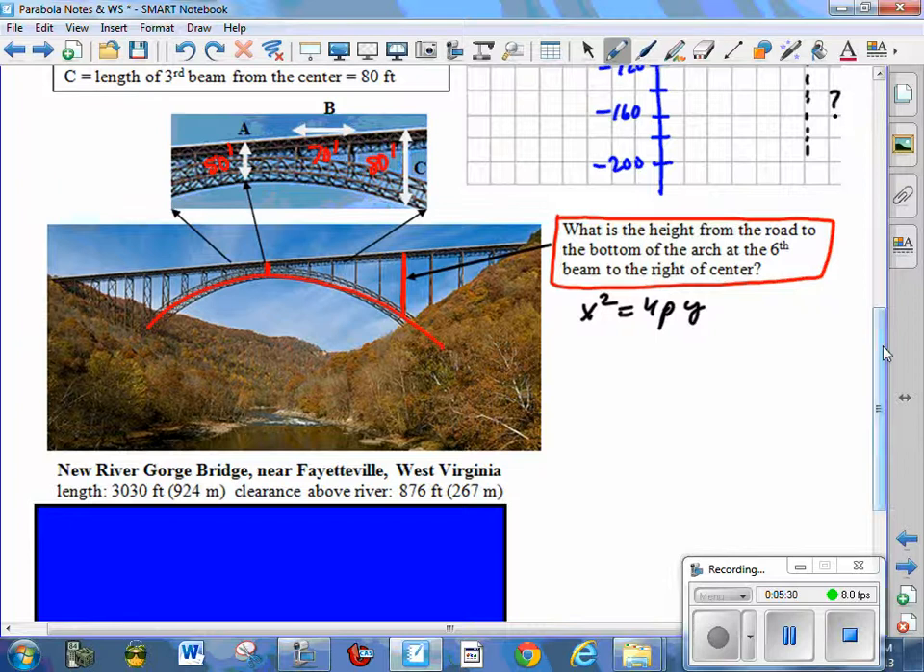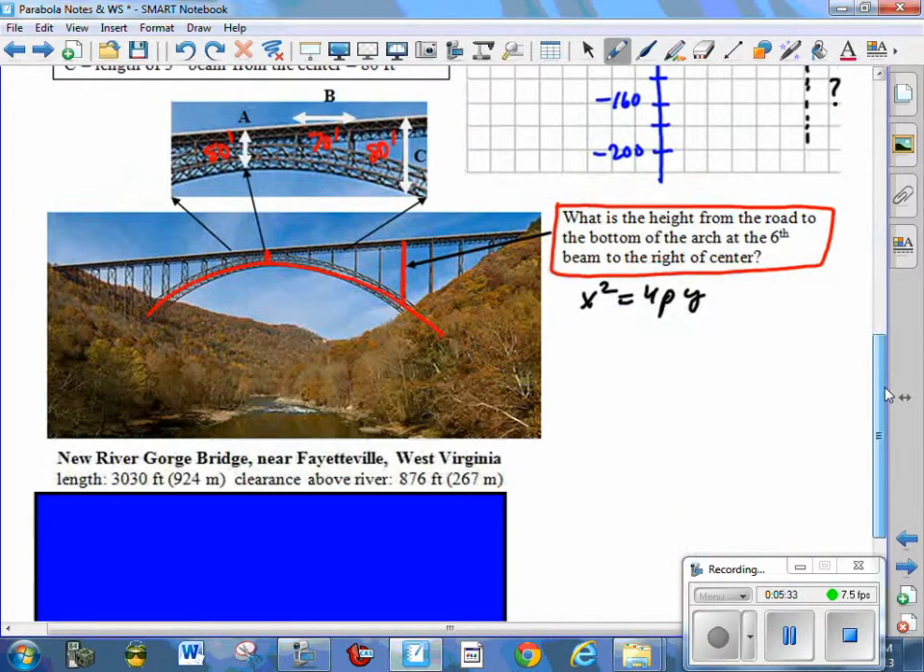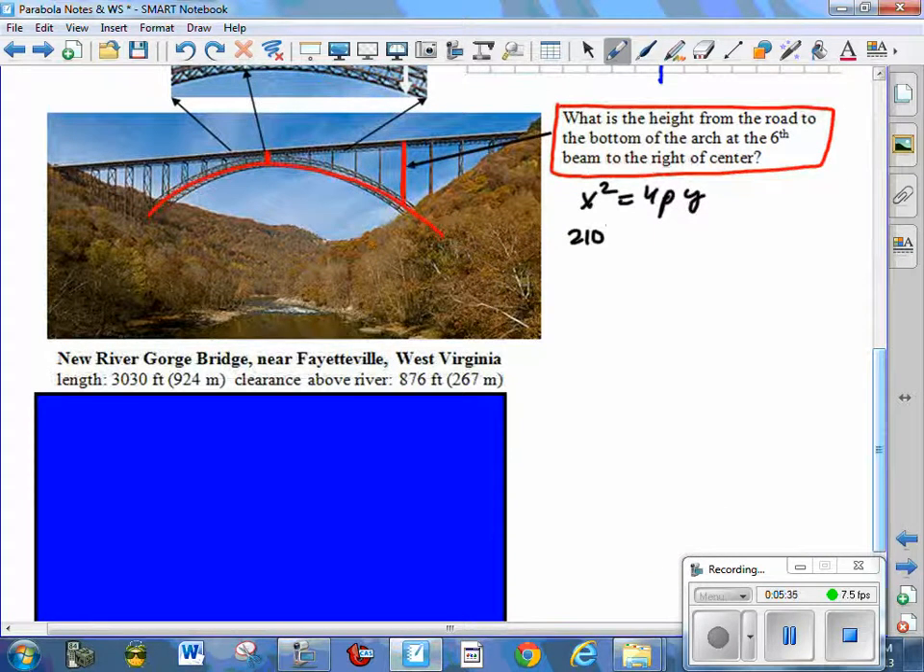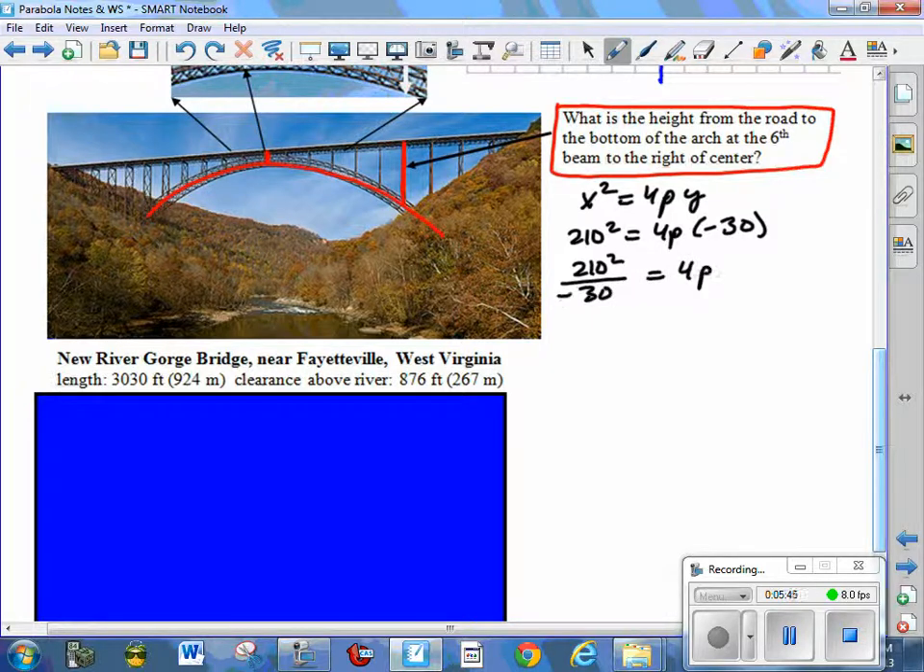So putting in our known point, which is the point 210, negative 30, I have 210 squared is equal to 4p times negative 30, or 210 squared divided by negative 30 is equal to 4p.